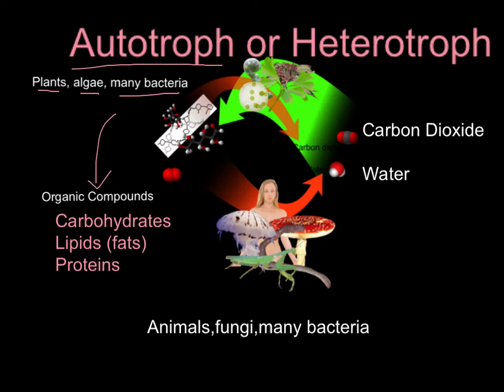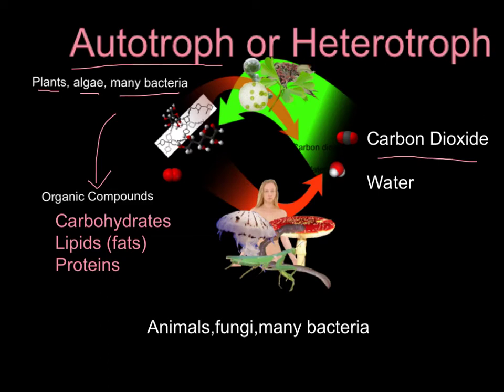So again, these are the producers in our food chains, like the plants and algae. And again, they're able to make their own food. They don't need living energy or an organic carbon source. They can make it themselves. Autotrophs reduce the carbon dioxide that we get from heterotrophs in order to make those organic compounds.